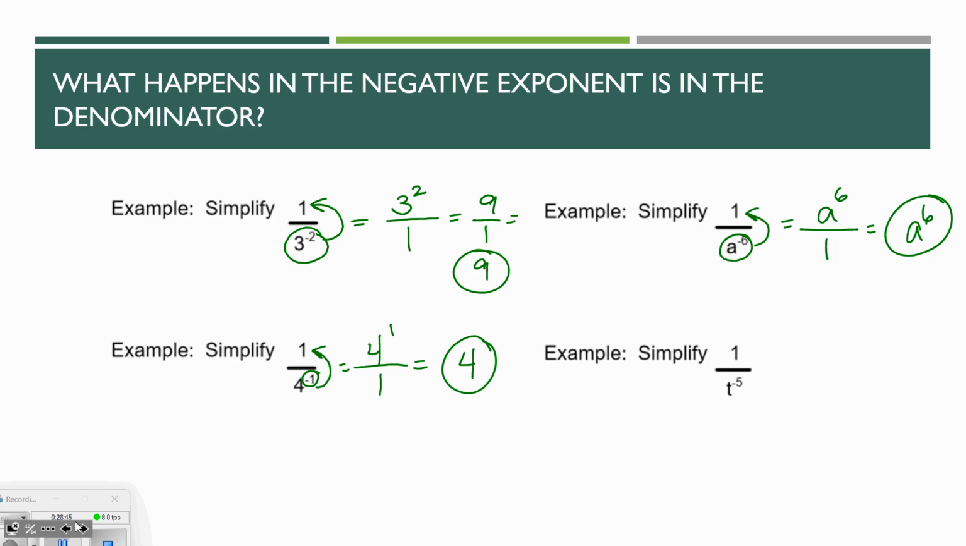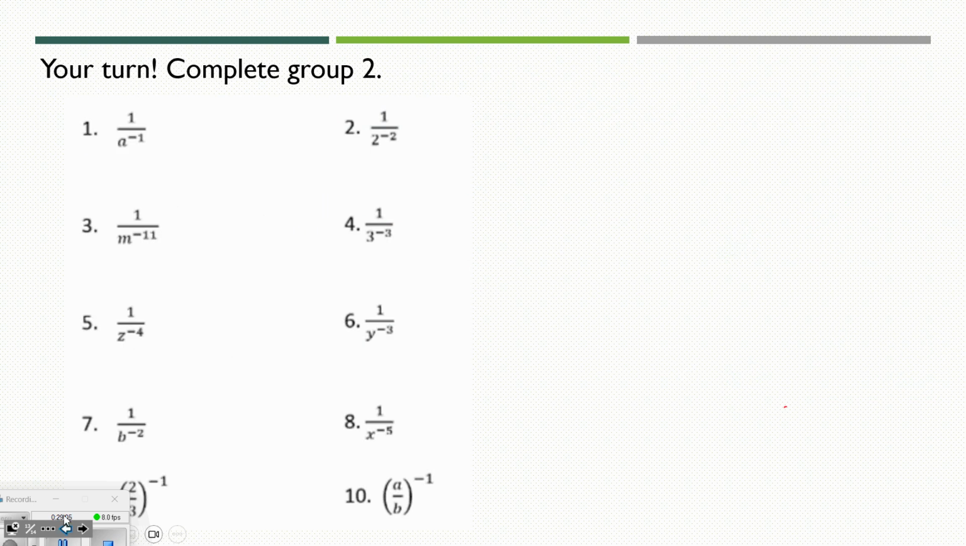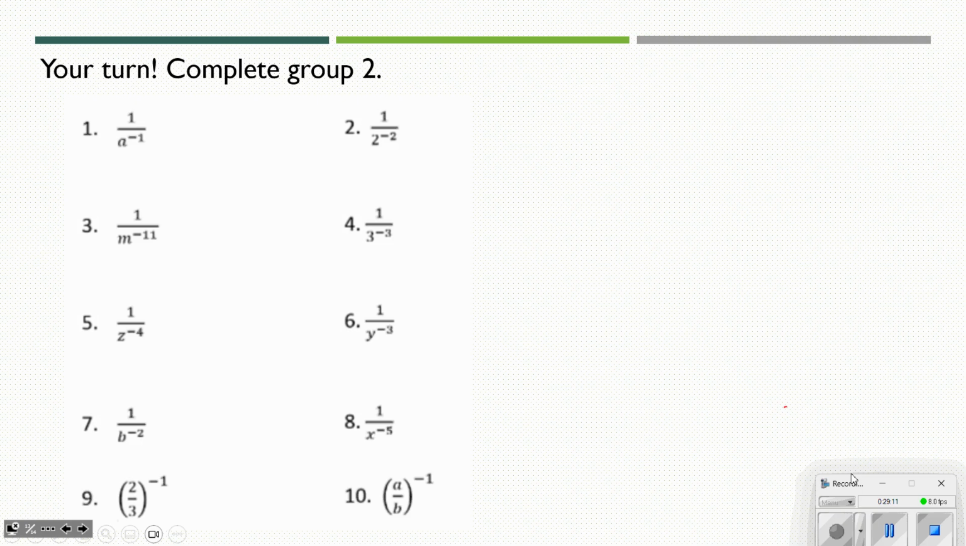And very similarly, negative exponent starts on the bottom. I need to flip it to the other side, which is the top. So t to the 5th. Nothing's left, so I have a 1. And then just simplified, that's t to the 5th. Okay, pause the video here. There's some practice problems for you to try. Pause the video, try these, and then when you come back, we'll go over them.